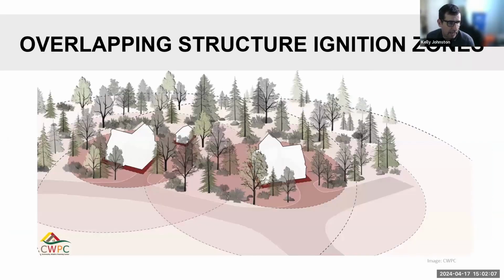And then finally, what we want to look at is that overlapping arrangement between the homes and their home ignition zones or their structure ignition zones. Recognizing that if they do overlap, we have to make sure all of these homes meet all of the same conditions within those circles.